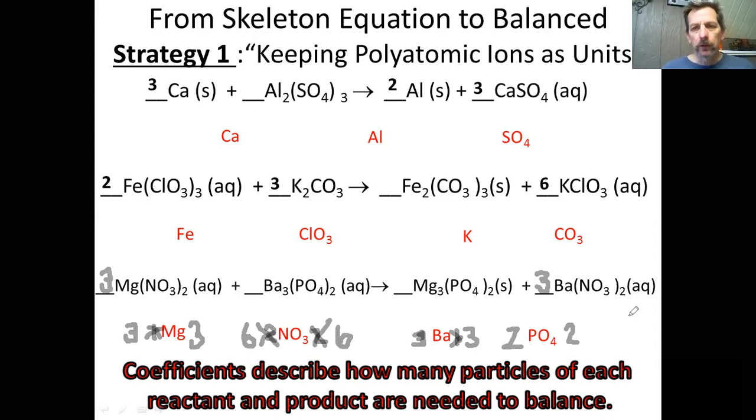So this is what we look for. We look for polyatomic ions. We keep them together as a unit. And this is a really powerful strategy. It makes balancing much more efficient when we recognize polyatomic ions. So our coefficients, 3, 1, 1, 3, 3, 1, 1, 3, balance this equation.